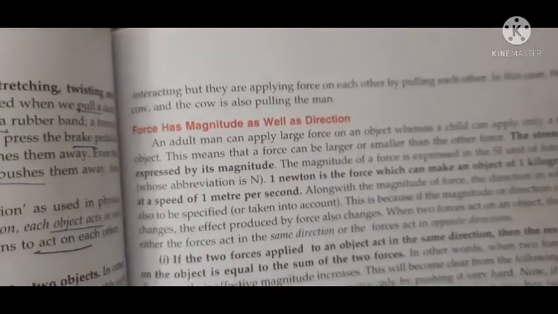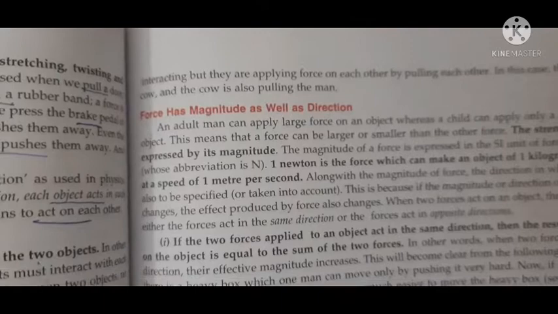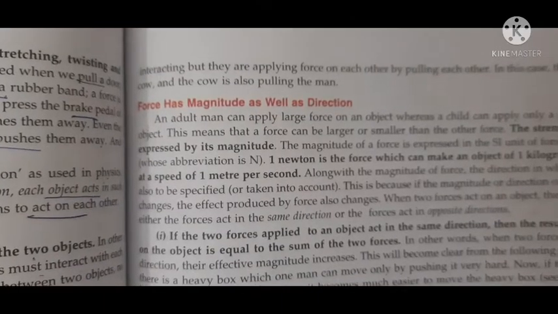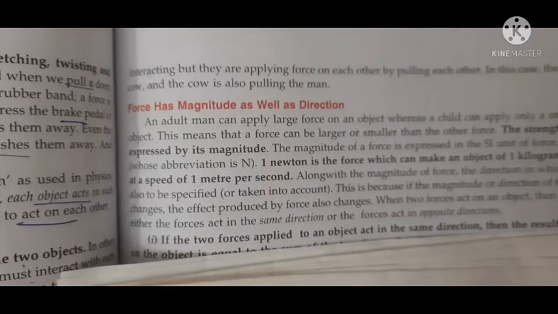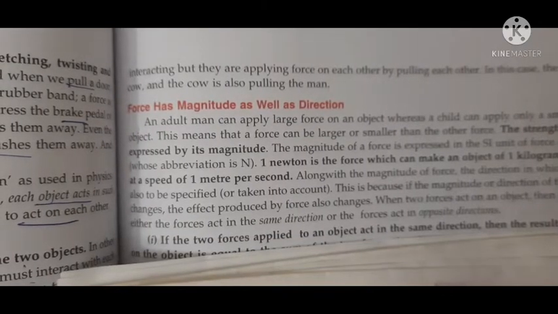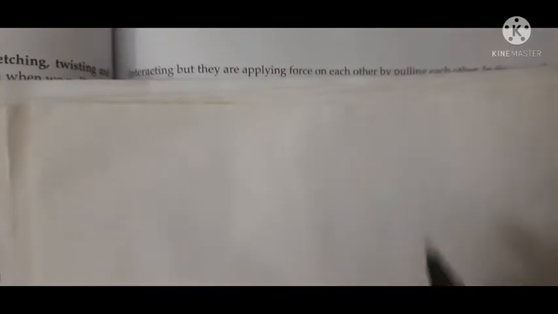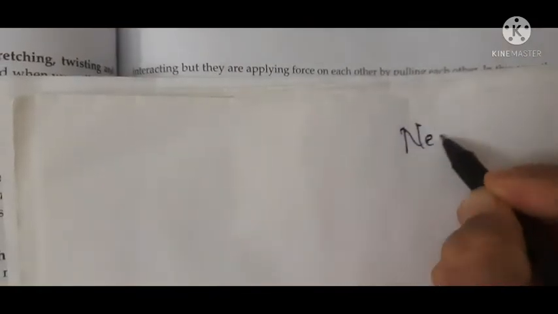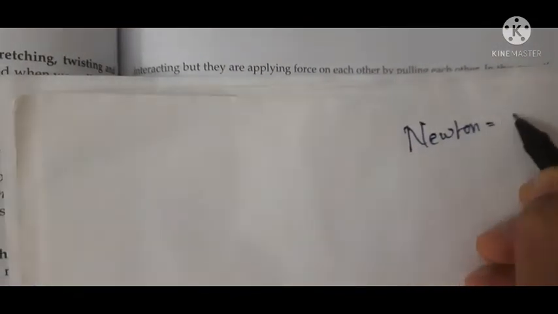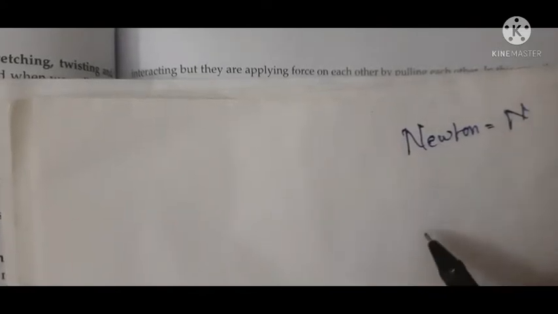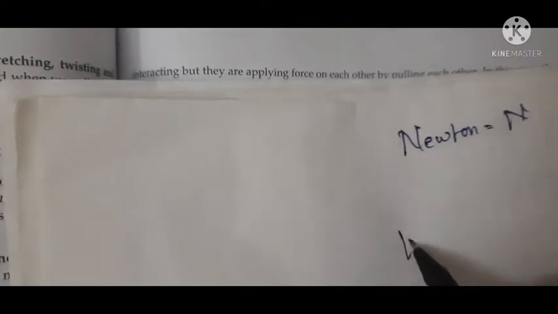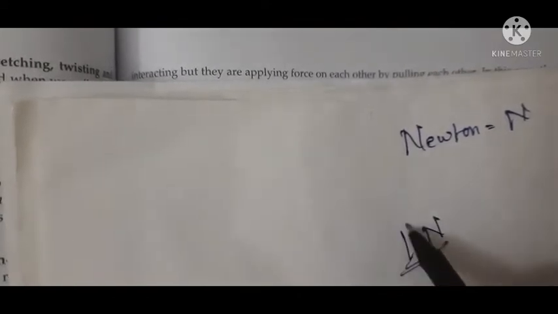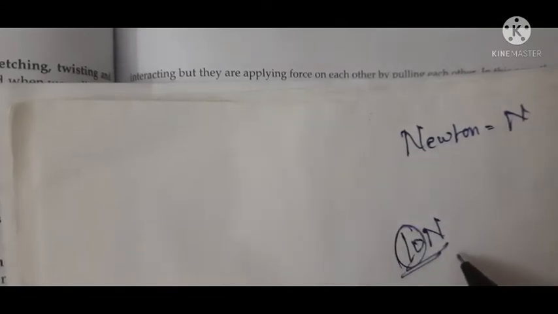Force has magnitude as well as direction. What do you mean by magnitude? Magnitude means the number. For example, you know that the SI unit of force is Newton, which is denoted by N. So if I say that the force exerted by a particular object on the other object is 10 Newton, this 10 is called the magnitude.